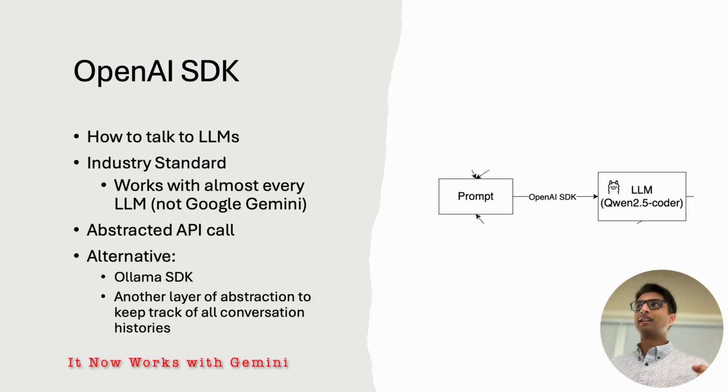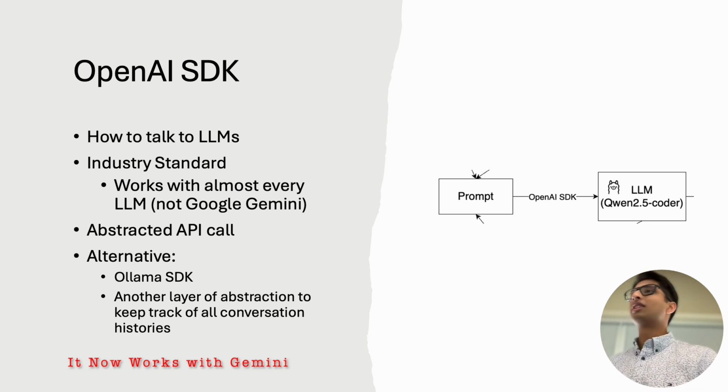Then we have the OpenAI SDK. This is what we're using to actually chat with the LLM. While we will use something else to run the LLM, to actually talk to the LLM, we're using the OpenAI SDK. It is the industry standard. Basically, every other LLM will use this, even though it's developed by OpenAI. Every other LLM provider decided to essentially integrate it into their own system.